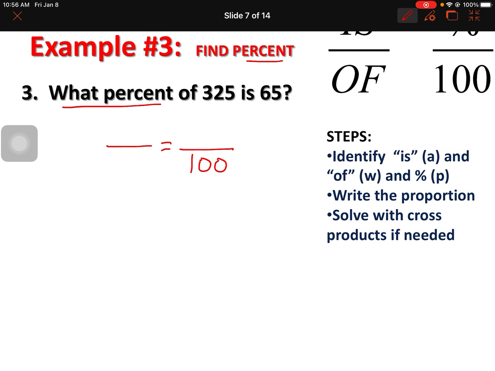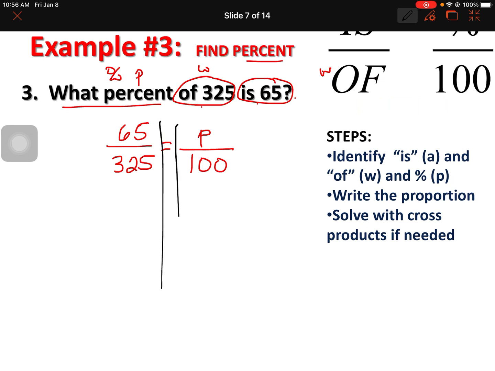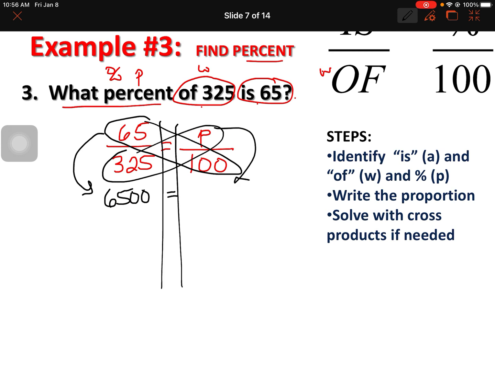What percent, so we're missing the percent, that's our P, of 325 is 65. So this of is our W, there's our of, and so we have 325 as the whole. It's not always the big number on bottom. Sometimes we can have a percent greater than 100, and you might have the big number up on top. Is equal to 65. And so we're missing the percent this time. So I'm going to go ahead and build my castle wall, and we're going to do our cross products here. And we have 65 times 100 is 6,500. 325 times P, we're going to divide both sides by 325.